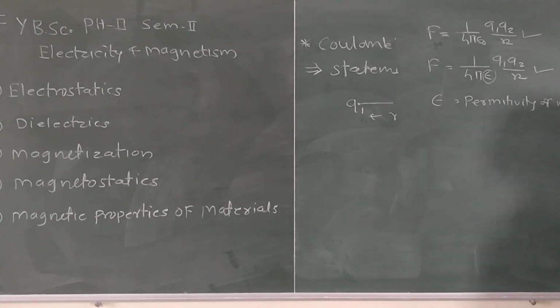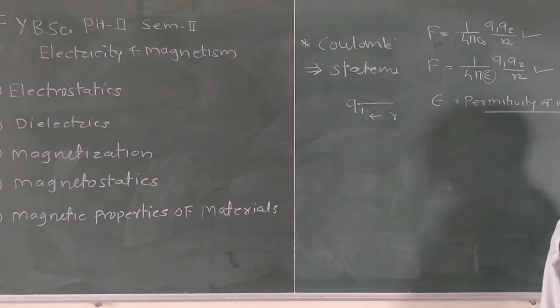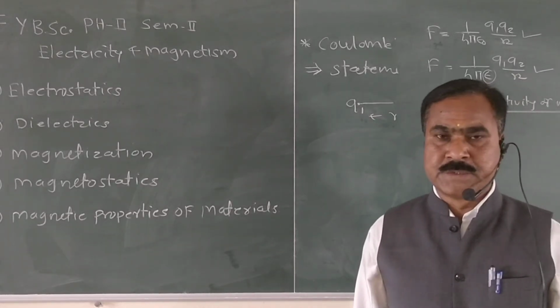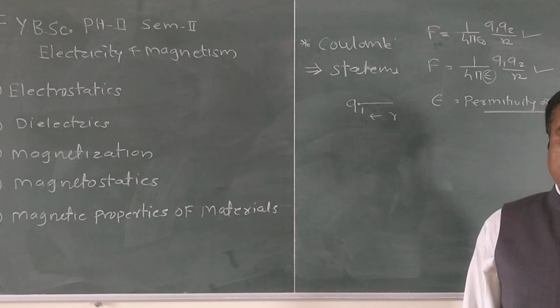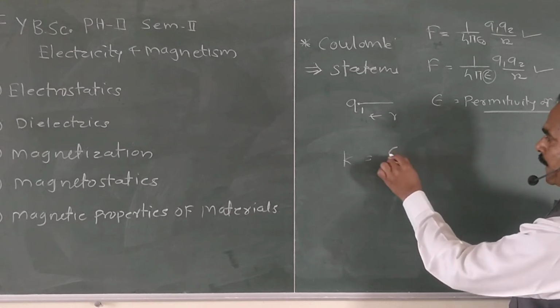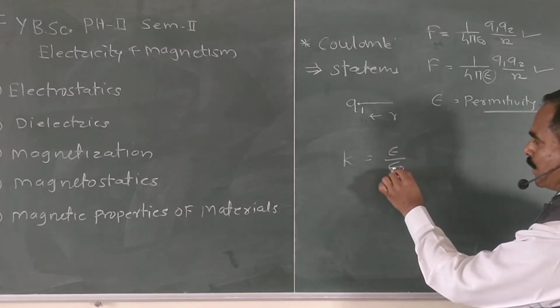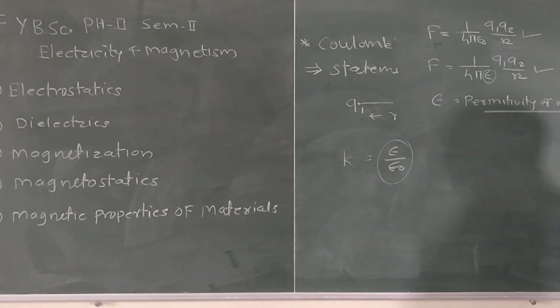Now, if you take the ratio of the permittivity of the medium to the permittivity of free space, then this ratio gives a constant called the dielectric constant, and it is denoted by the letter K. So K equal to epsilon upon epsilon naught. The ratio of the permittivity of the medium to the permittivity of free space is called the dielectric constant K.